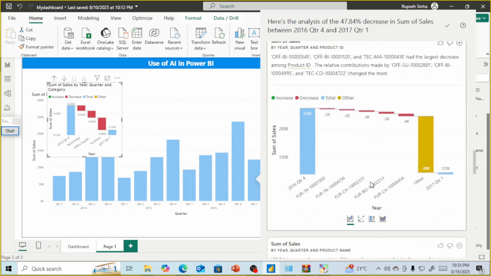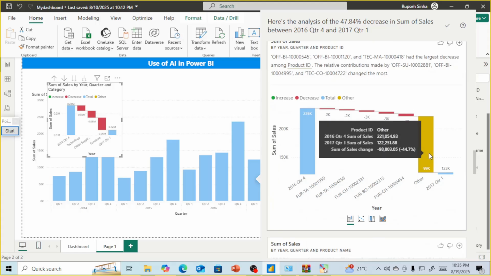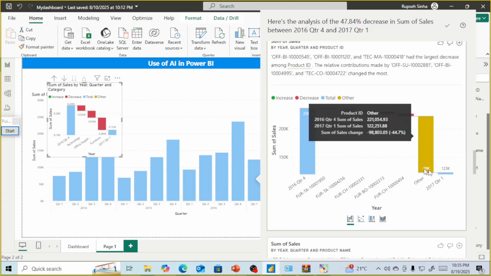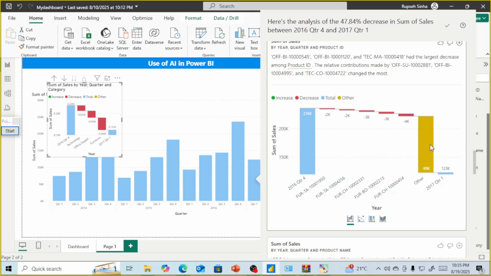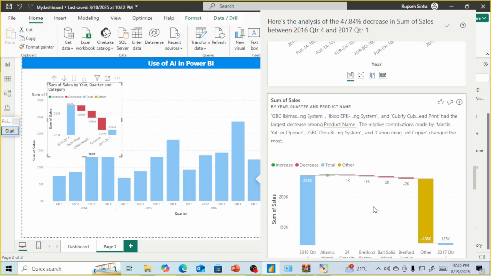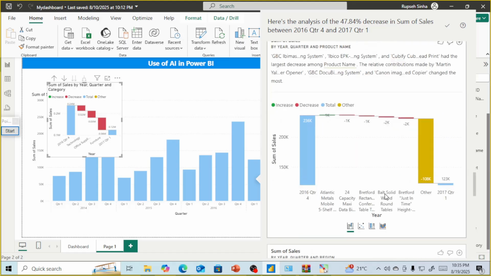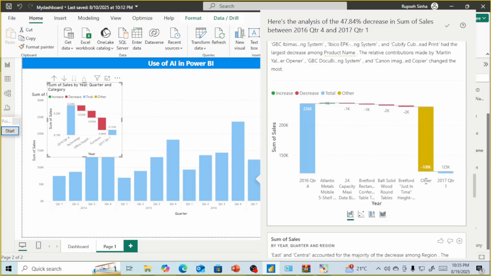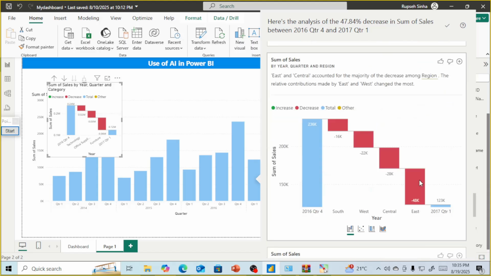If you go to the next one, here this product ID that has contributed to maximum decrease in the sales, that is 99,000. And here again names of different products are there, and again others where product names are not available, they have contributed maximum decrease in the sales.